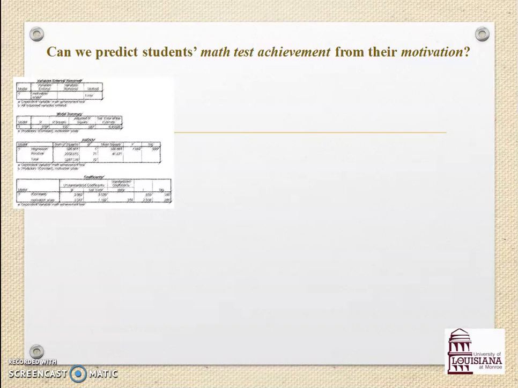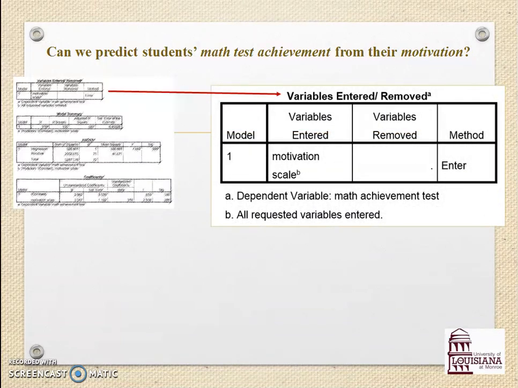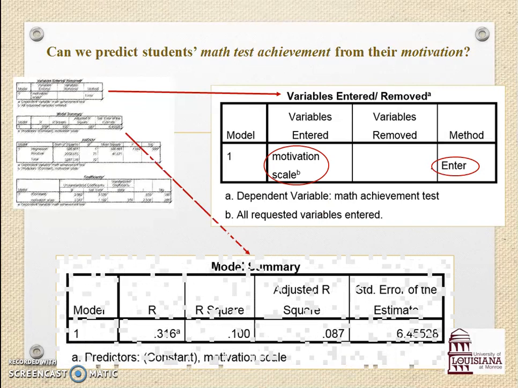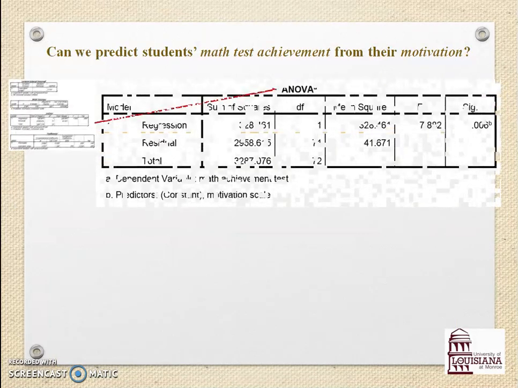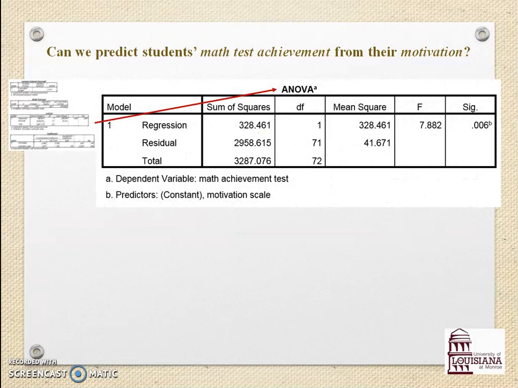Now my output file shows me a few things. The Variables Entered/Removed table shows me that I conducted simple linear regression using the Enter method and entered motivation as the independent variable. The Model Summary table notes that R is 0.316, which is the bivariate correlation between math test achievement and motivation, or the correlation between the variables. Now R squared is 0.1, meaning that motivation explains just about 10% of the variance observed in math test achievement. The ANOVA table provides information about the test of statistical significance of the linear regression. Here the significance value is 0.006.